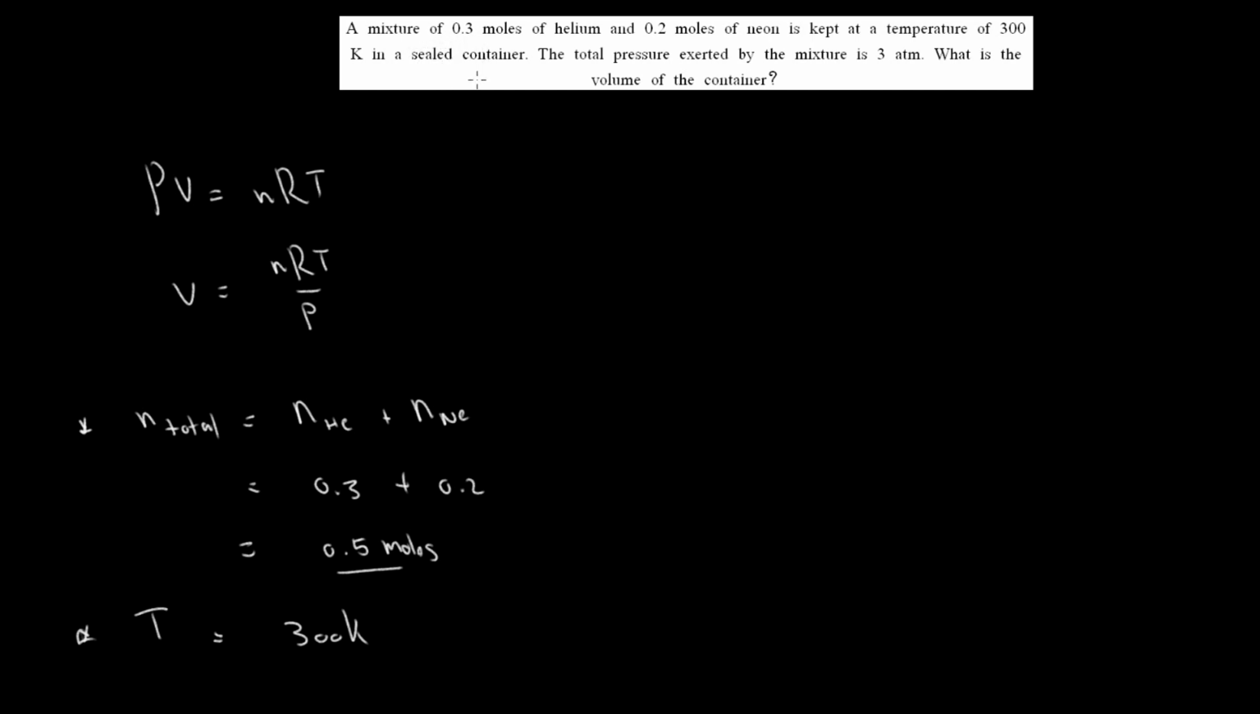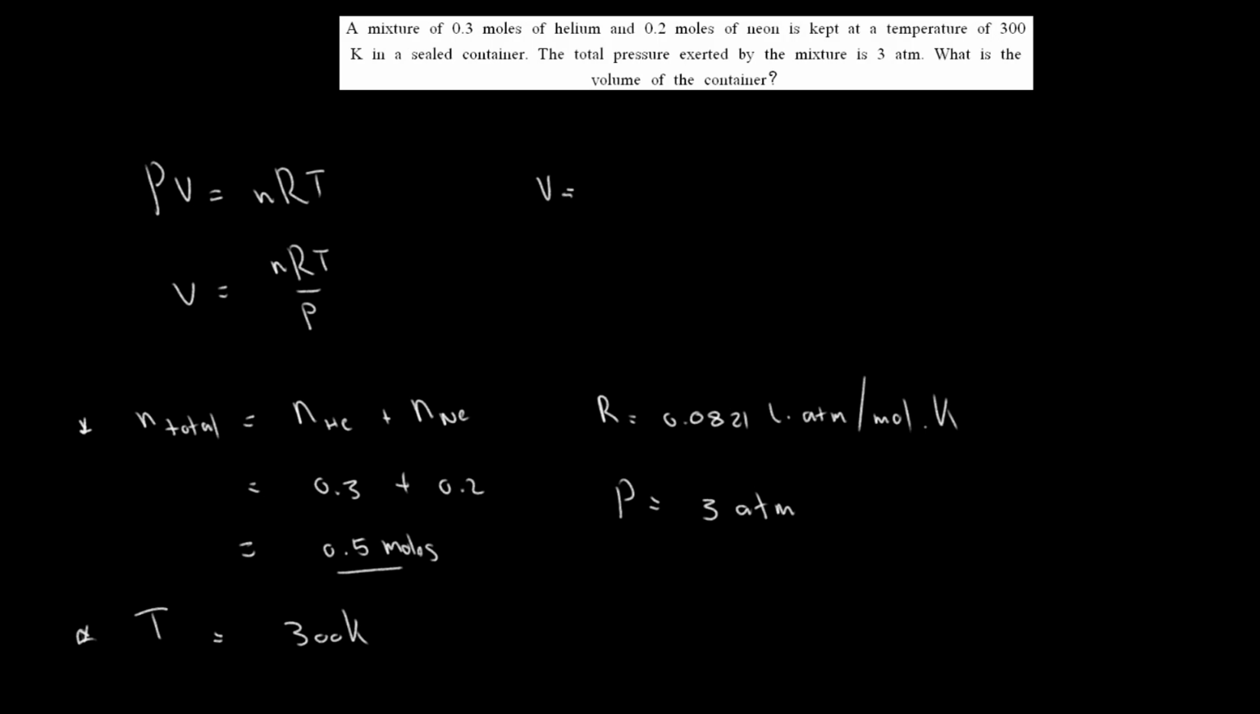And let's see. We have our ideal gas constant. So by now we can sort of see that our ideal gas constant is some notable constant. So it's going to be liters times atmosphere per mole per Kelvin. Our pressure is also given to us. Our pressure is 3 atmosphere. So now we can plug these things in to solve our volume.